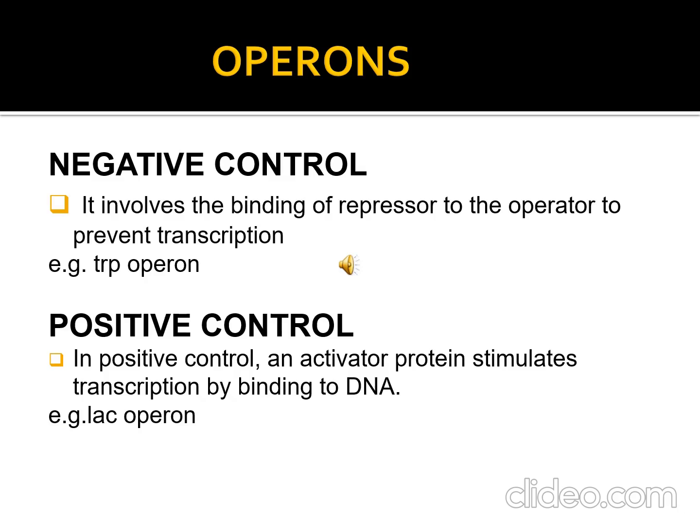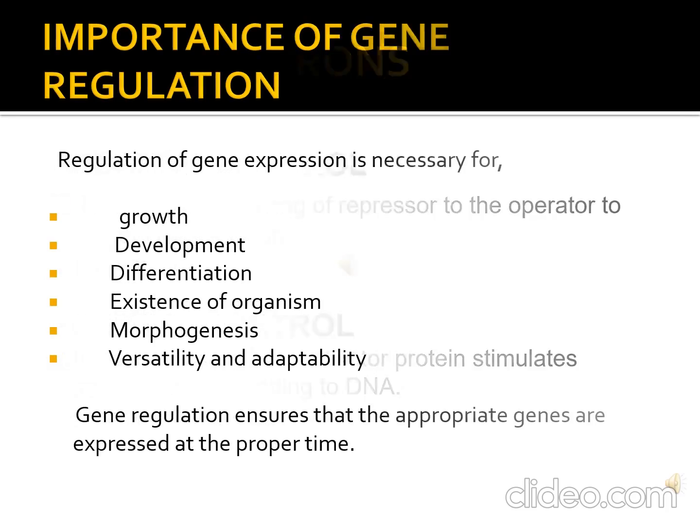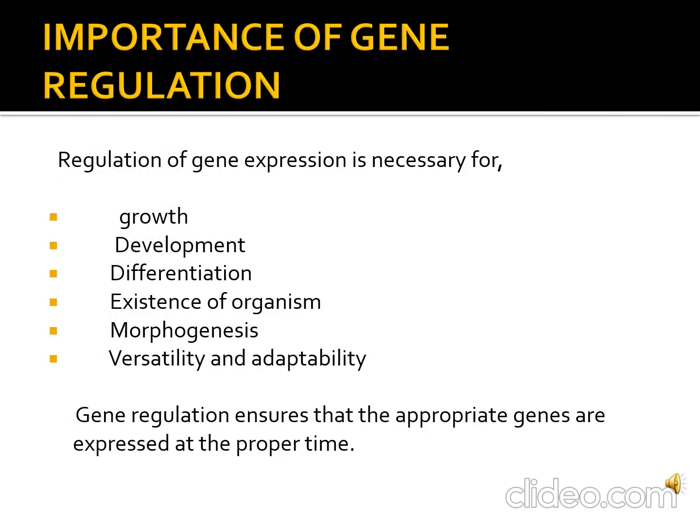Negative control involves the binding of a repressor molecule to the operator sequence and prevents transcription, while in positive control, an activator protein stimulates the transcription by binding to the DNA. The example of negative control is the trp operon, while the example of positive control is the lac operon. Gene expression is essential because it ensures that the appropriate genes are expressed at the proper time.